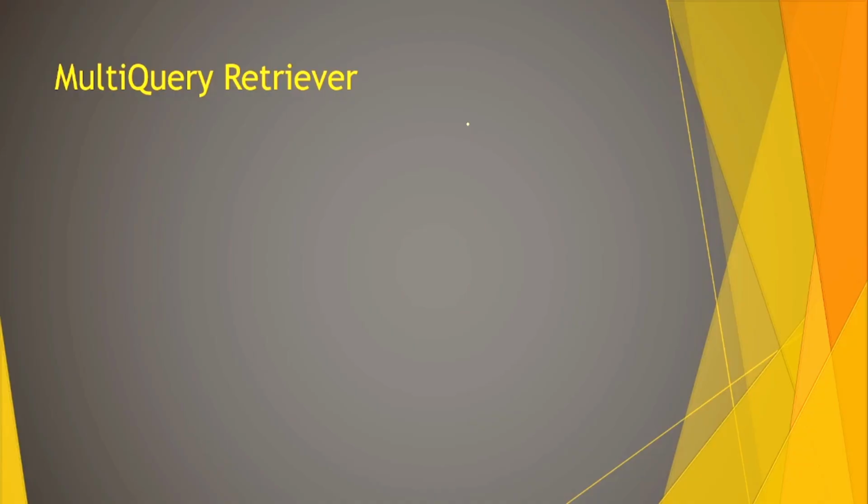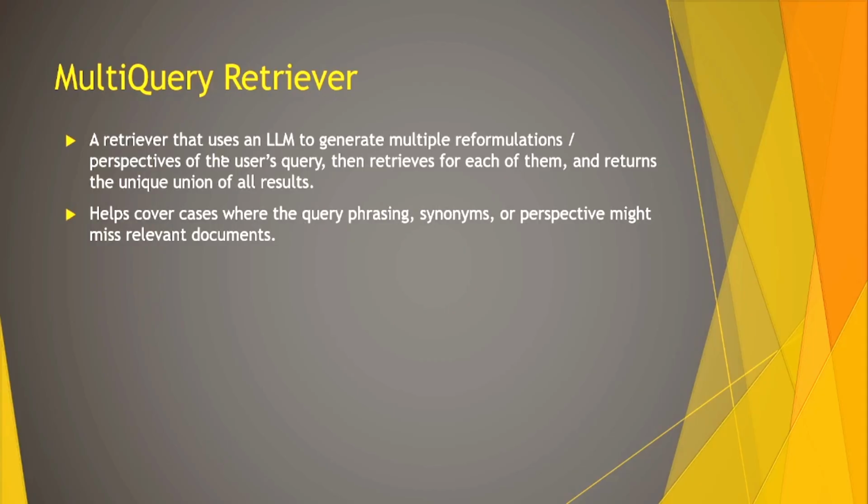Okay guys, so our next retriever is the multi-query retriever. Okay, so what is that? It is a retriever that uses an LLM to generate multiple reformulated perspectives of the user's query, then retrieves for each of them and returns the unique union of all results. It helps cover cases where the query phrasing, synonyms, or perspective might miss relevant documents.